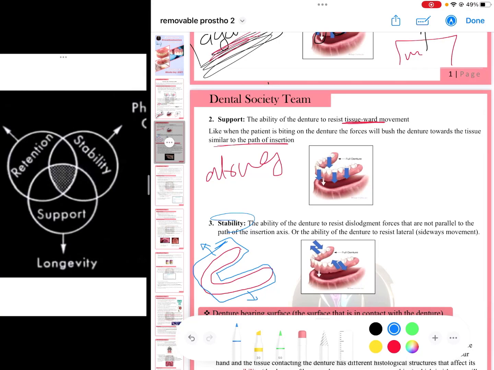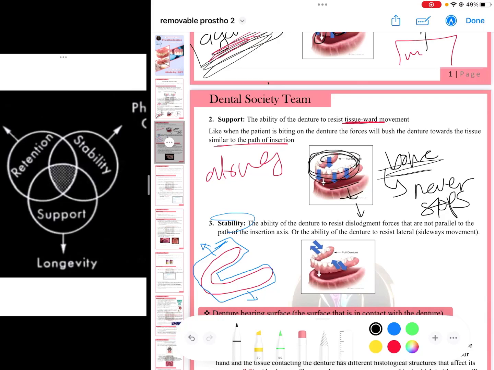What is the relation of support to longevity? As we know, as we said in the lecture, the bone doesn't stop resorbing. The resorption process of the bone is continuous, it never stops, right? So when I wear a denture, the denture will not stop the bone from resorption. When the bone resorbs and resorbs, that means this denture will not fit. As the bone keeps resorbing, I can't keep wearing the same denture.